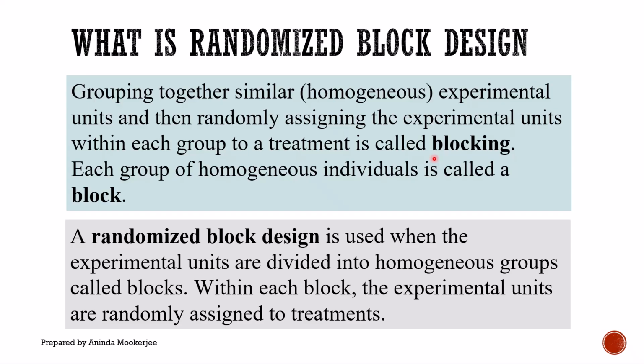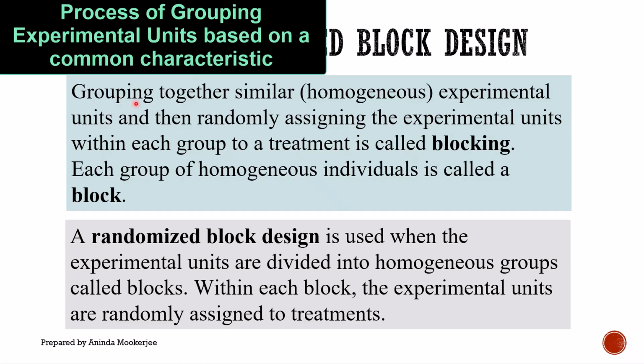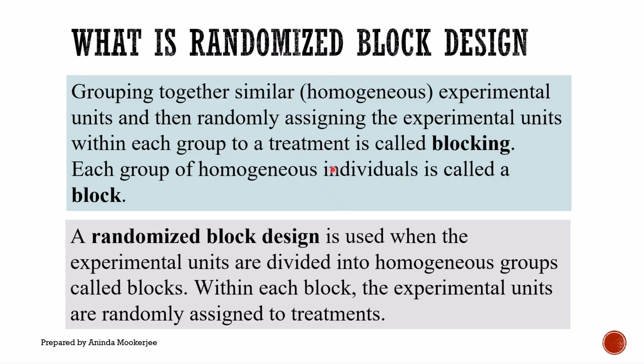Blocking is a process by which experimental units are grouped based on a similar characteristic or a factor that we may think might influence the results of an experiment. So it's grouping together similar experimental units and then randomly assigning the experimental units within each group to a treatment is called blocking. And each group of homogeneous individuals is called a block.